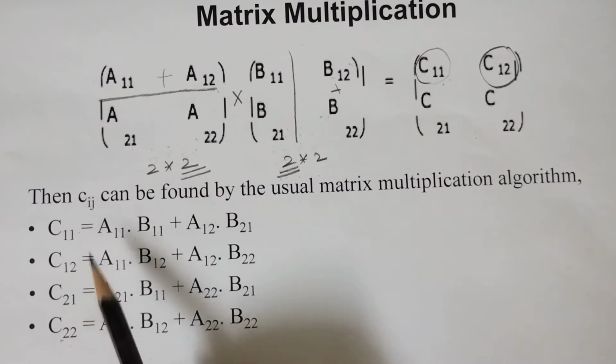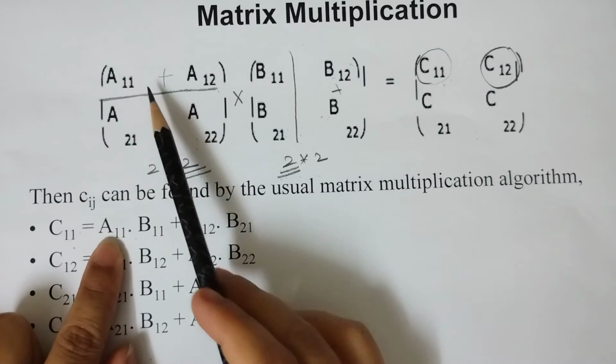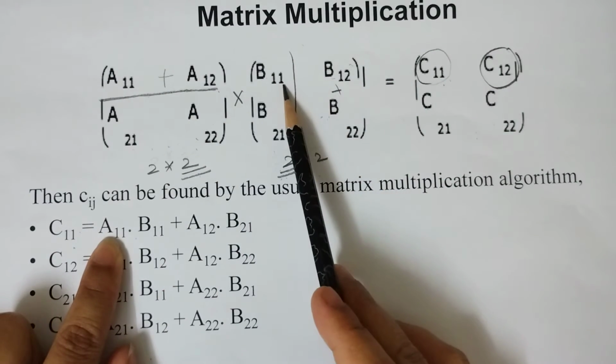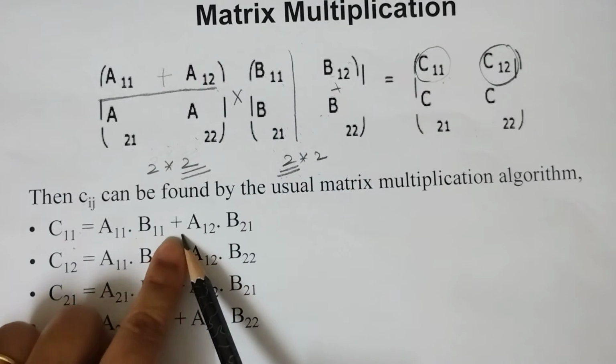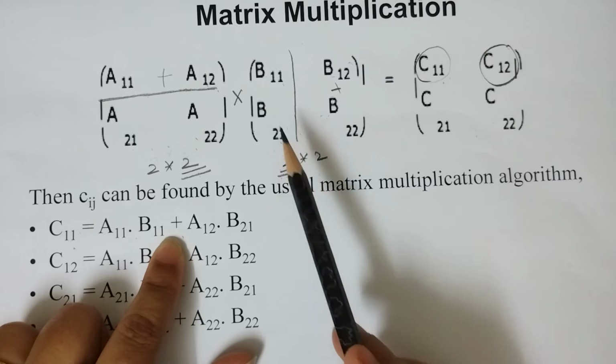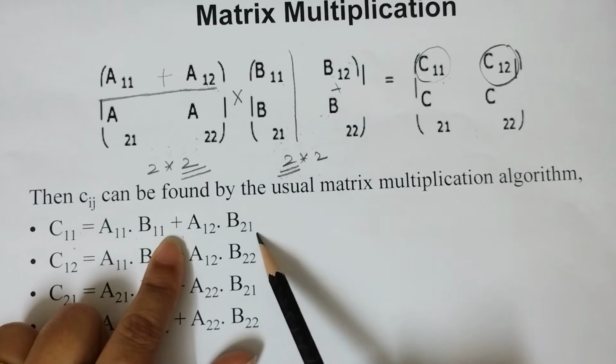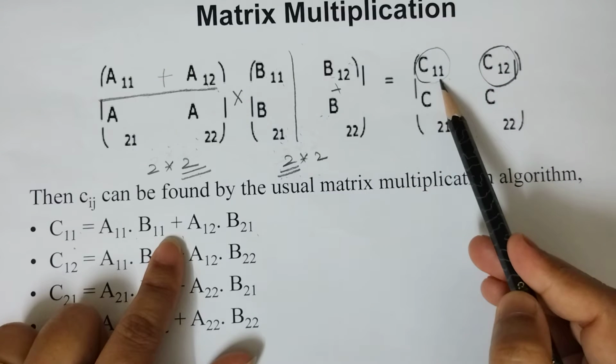Right, in the formula, if you see C11, how do you calculate C11? By multiplying A11 with B11 and then adding A12 with B21. Okay, so first row value with first column value. So this will give you the result for C11.